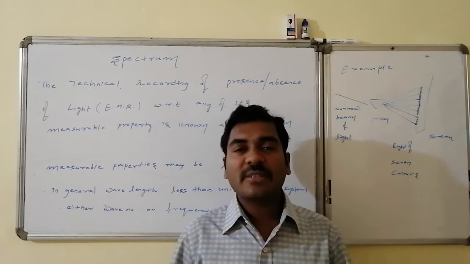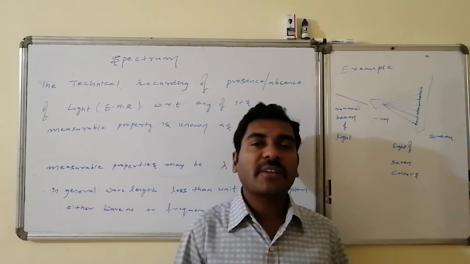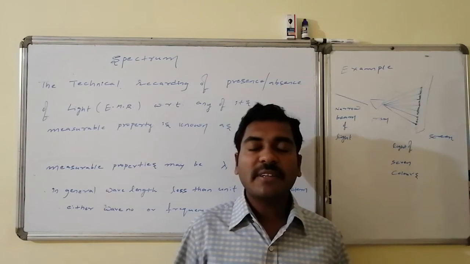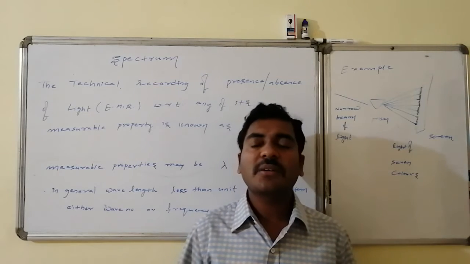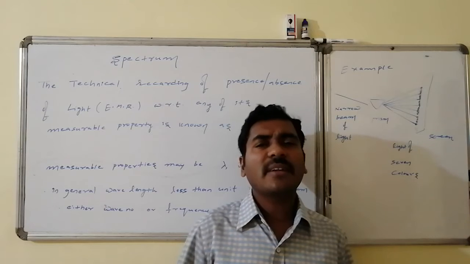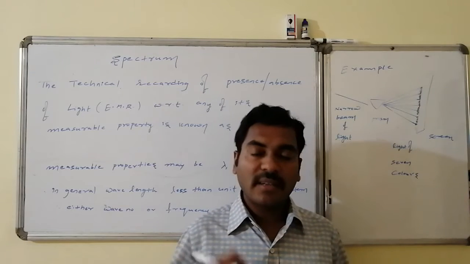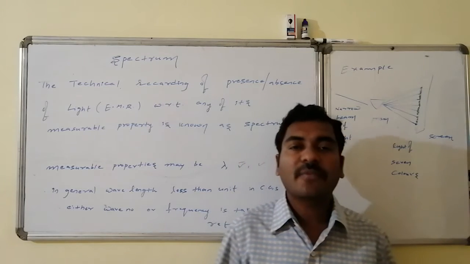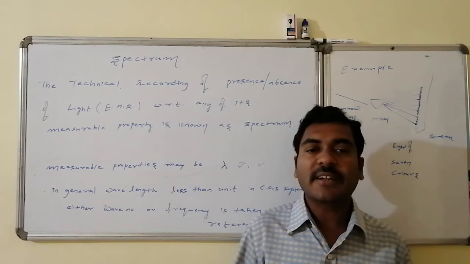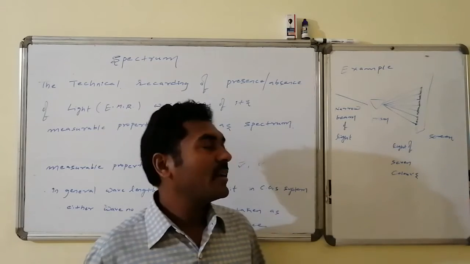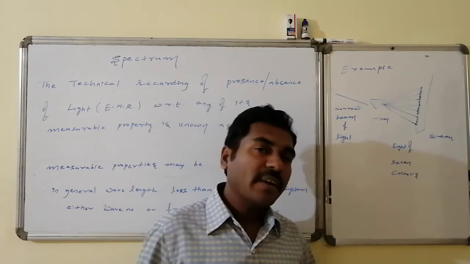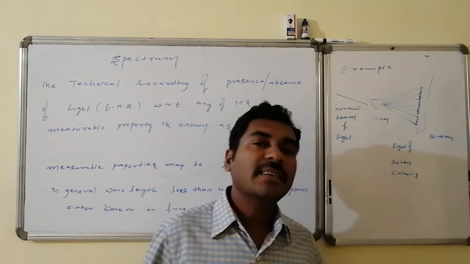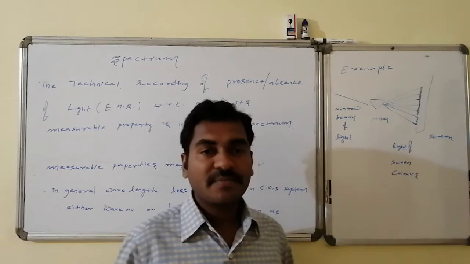Out of these measurable properties in systematic units, the wavelength value is very little compared to the unit, that is centimeter. Therefore, except the wavelength, either wave number or frequency is taken as reference. See, when a narrow beam of white light is passed through the Nicol prism, the white light is converted to its corresponding light of 7 colors.